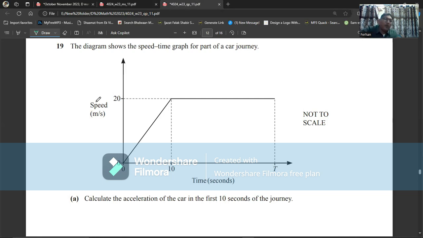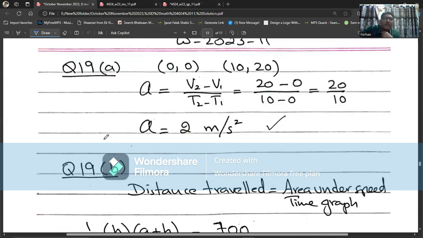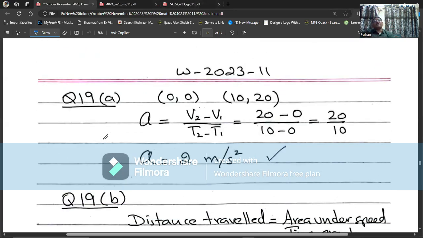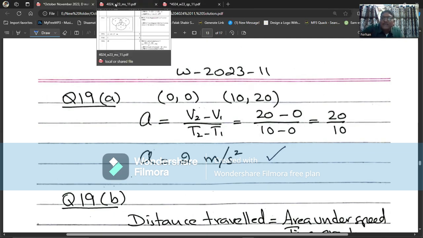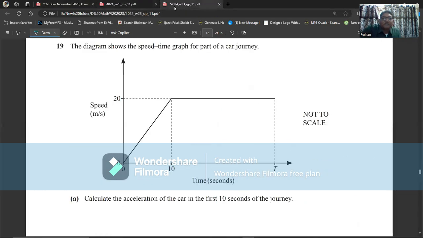Okay, so I will take this point which is 0 comma 0 and I will take this point which is 10 comma 20. So let me show you. Okay, so I have taken 2 points 0 comma 0 and 10 comma 20. Then I will find out the gradient. The gradient will be v2 minus v1 divided by t2 minus t1. 20 minus 0 divided by 10 minus 0, and that will be 20 by 10, and that will be 2. So the acceleration of the car in the first 10 seconds is 2 meter per second square. So our answer is right, sir.